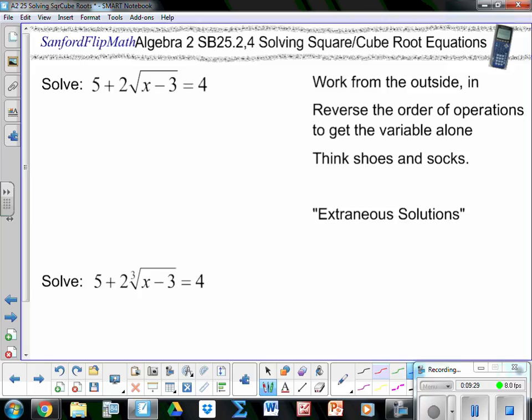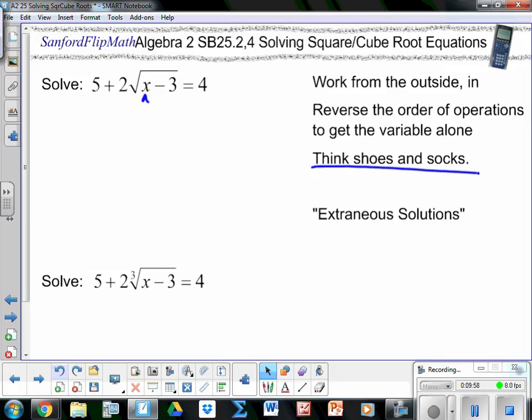Okay. So again, shoes and socks. Pull off the last thing first. If we were going to put an x value in, we would subtract first, then we would do the square root, then we would multiply because multiplication comes before addition, and then we would finally add. So we're peeling off from the outside. That's the idea as far as what's going on here.